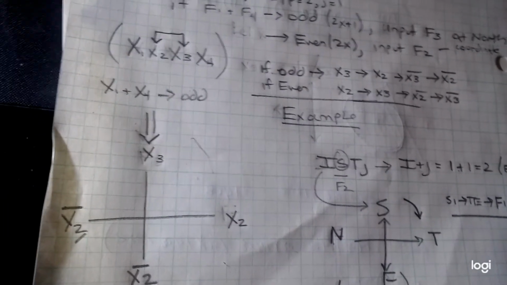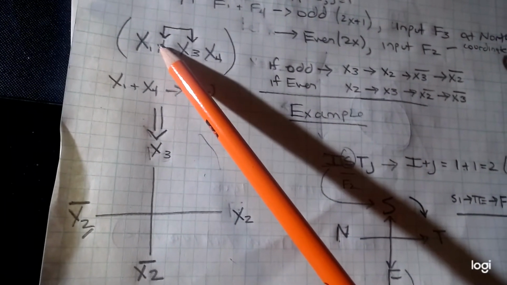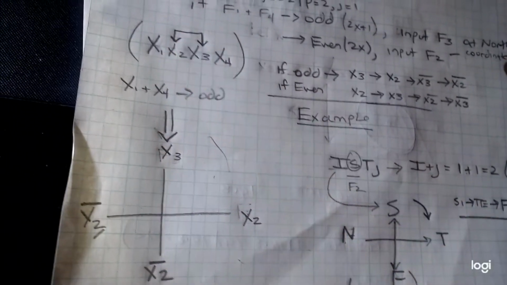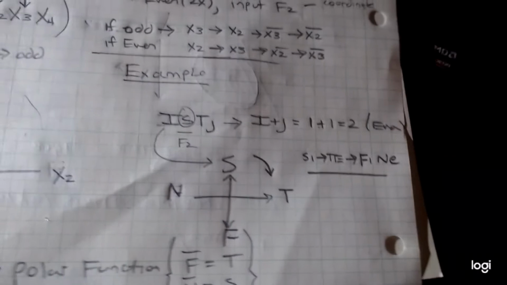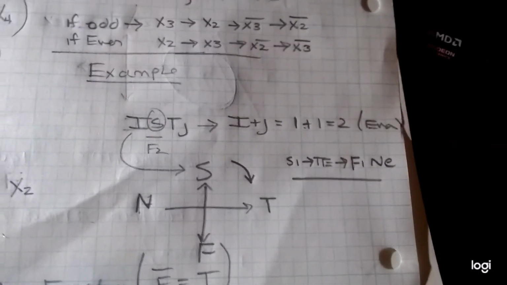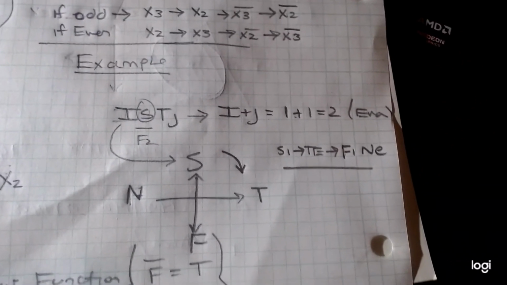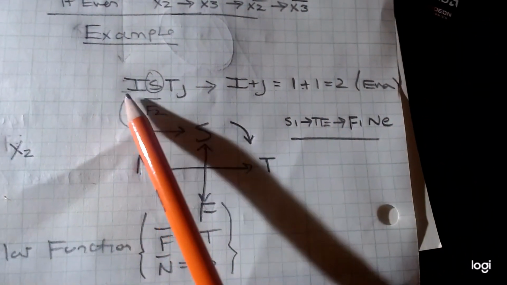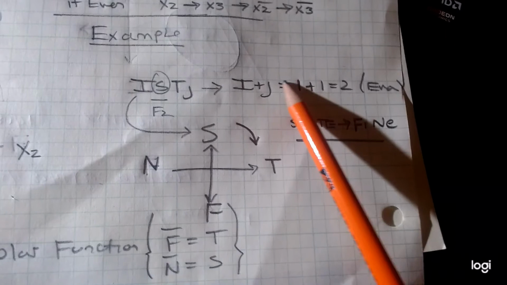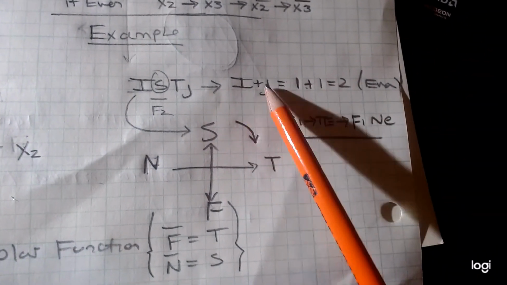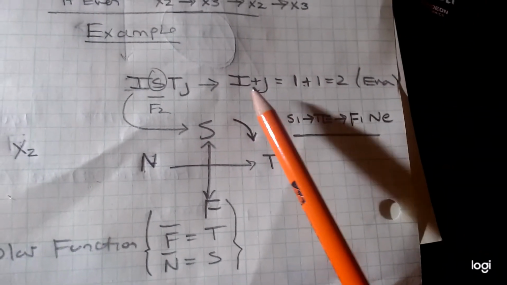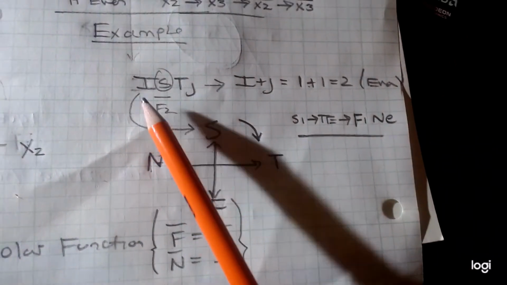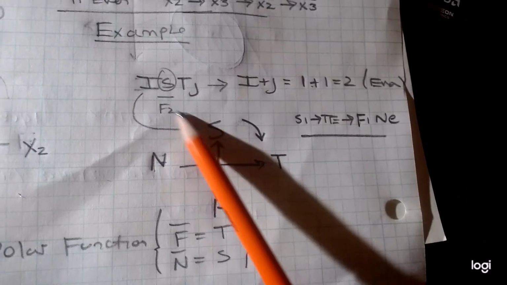So if it's even, you're going to start at x2, and then you're going to go to x3, x3 prime, and then back to x2. So here's an example. This is ISTJ, and you know the first and fourth function, I and J, add up to equate to 2, because I and J are both the numerical value is 1. So it's an even function, so you're going to use f2 at the north coordinate.